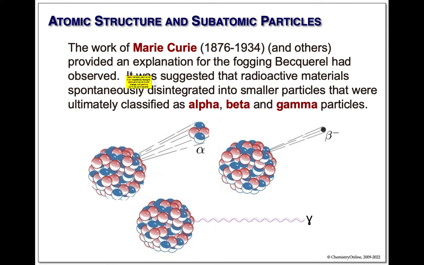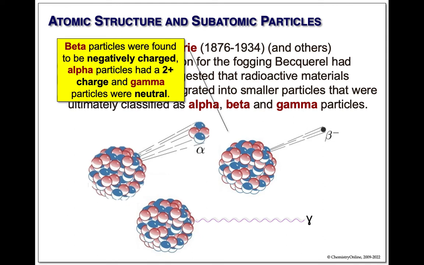Beta particles were basically negatively charged. They looked for all the world like an electron. Why an electron is living inside the nucleus, they had no clue. But this was a -1 charge. Alpha particles they found were 2 protons and 2 neutrons, +2 charge. This is equivalent to a helium nucleus, and quite often it's abbreviated as He.